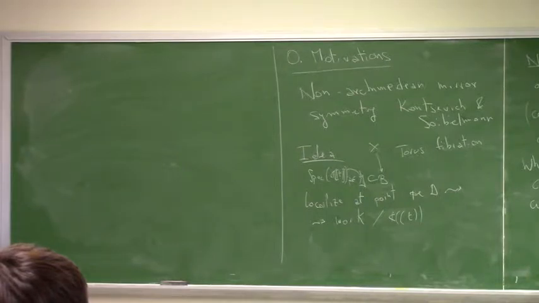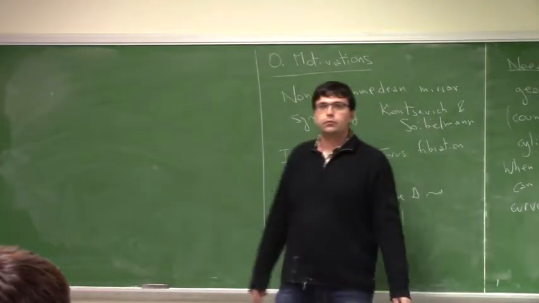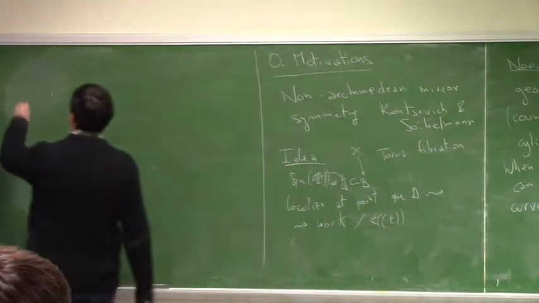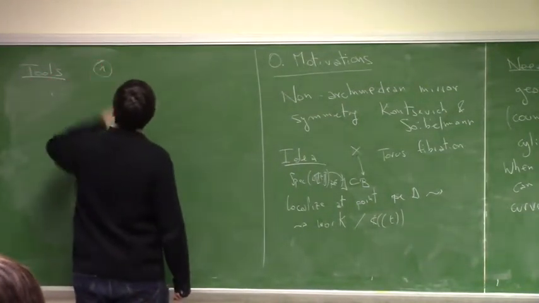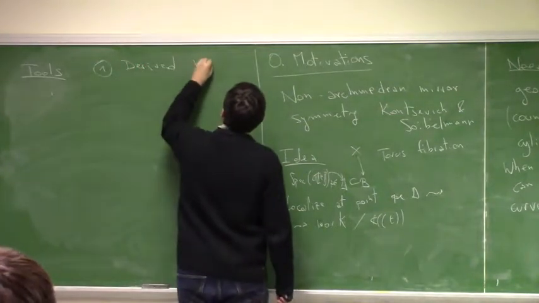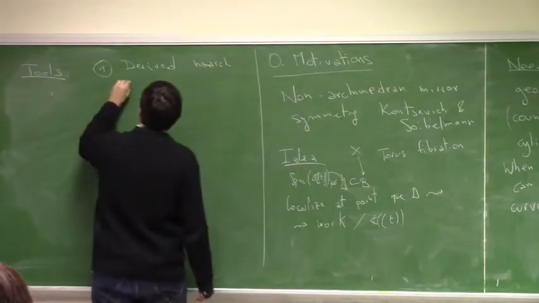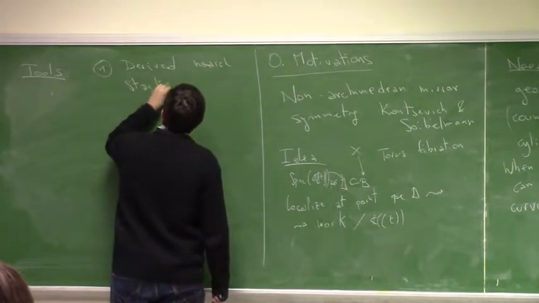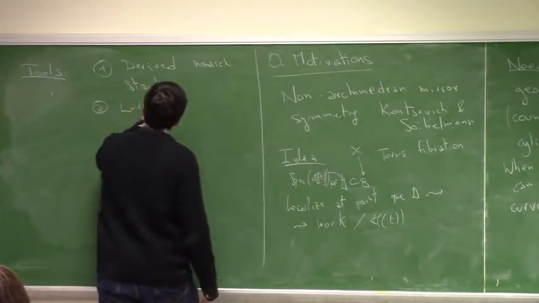Or just because it's curves? Yeah. So it's an amplitude 1 tangent complex. So the tools needed for that: first is derived non-Archimedean Deligne-Mumford stacks, and second is Lurie representability.